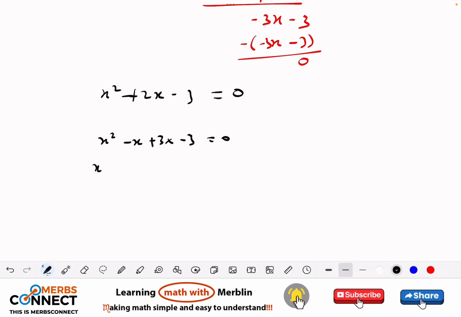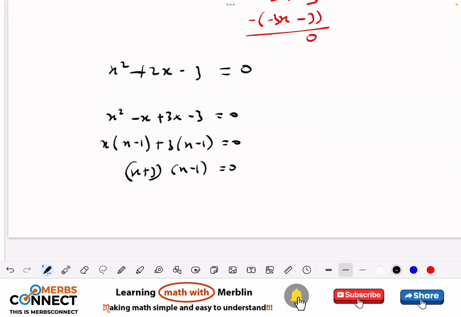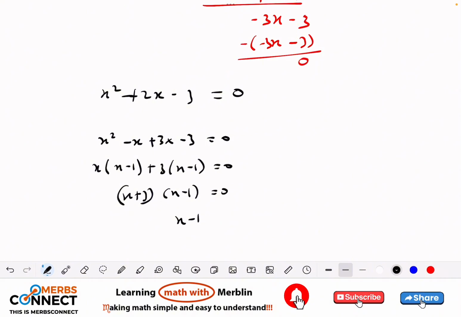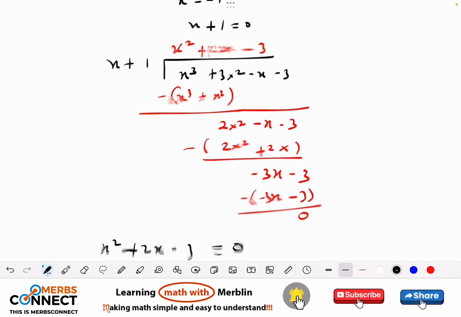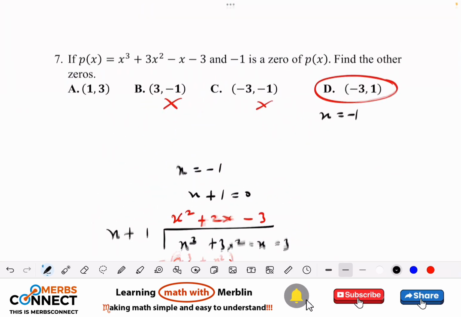So here I can factor x out, and I'll have x minus 1. Factor 3 out, x minus 1 is equal to 0. So what am I going to get? x plus 3, x minus 1 is equal to 0. Solve them. x minus 1 is equal to 0, x is equal to 1. x plus 3 is equal to 0, x is equal to minus 3, which is the same as what we had as D. So you see the short way.